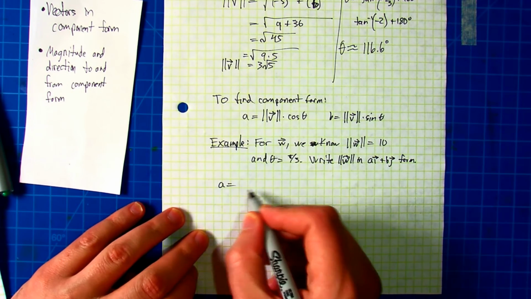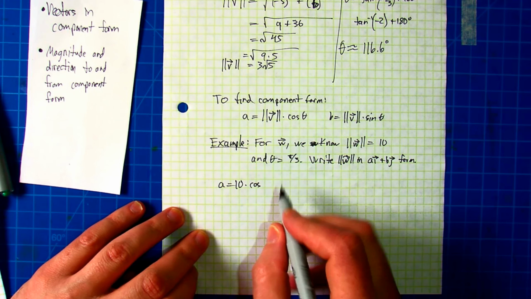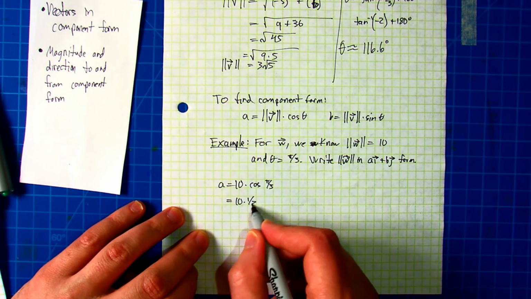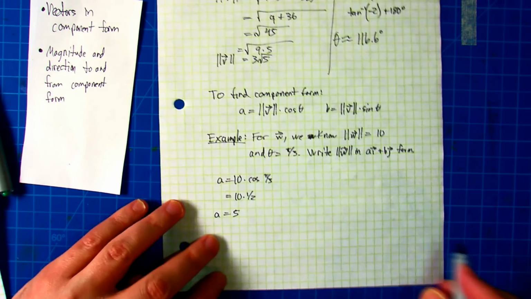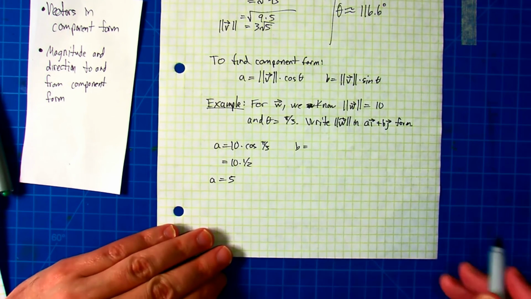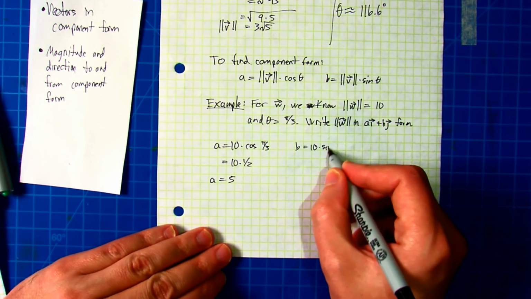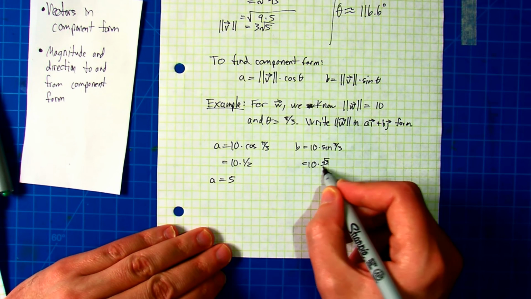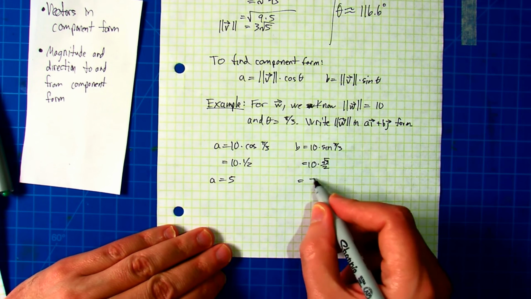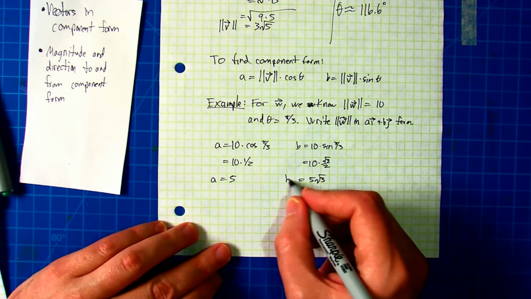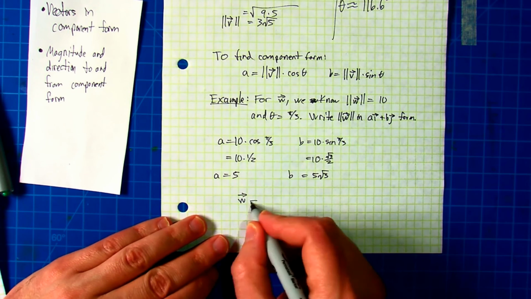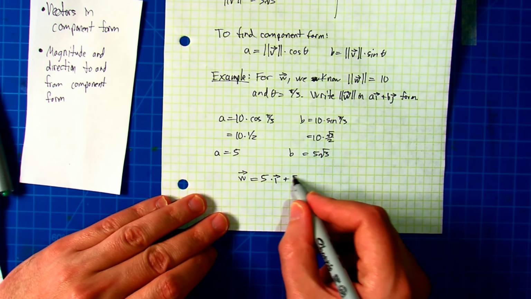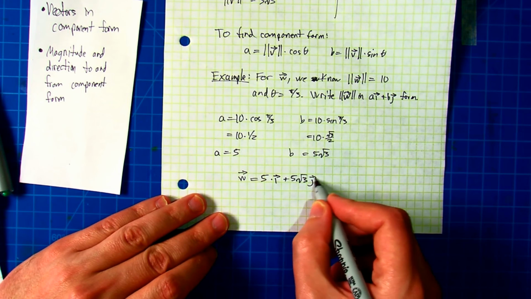You just do a equals 10 times the cosine of pi over 3, which we know is equal to a half. So we get a is equal to 5. We get b is equal to 10 times the sine of pi over 3. Now we know the sine of pi over 3 is root 3 over 2, so we cancel and multiply there. We get 5 root 3 for b. So we just write vector w is equal to 5 times i plus 5 root 3 times j.